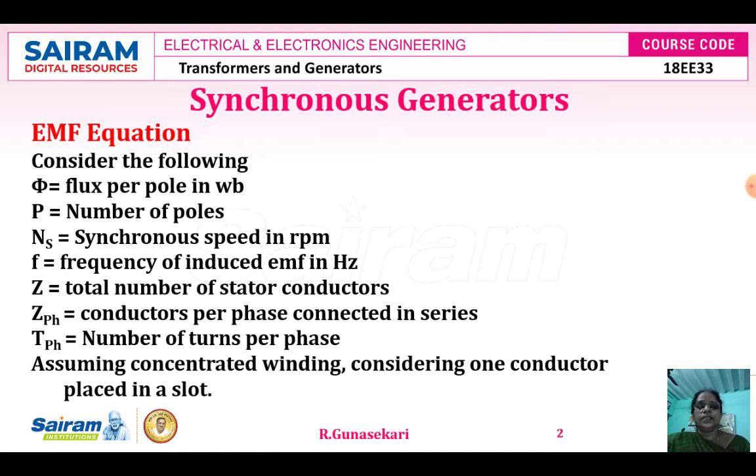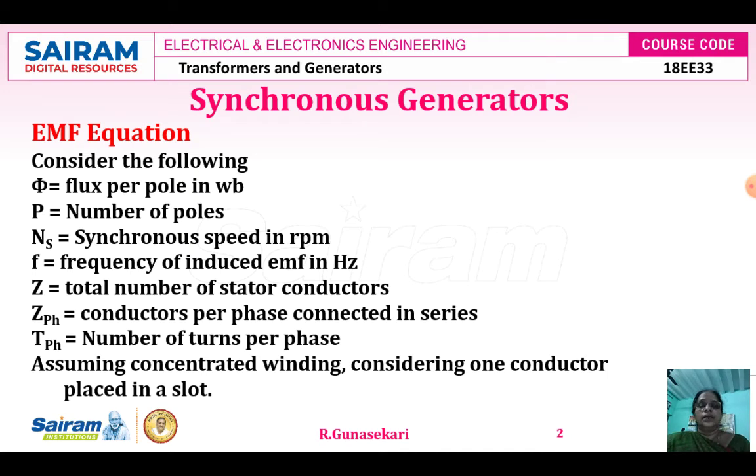Normally in the synchronous generator, the armature is the stationary part and the field is the rotating part. But in a DC generator it is just opposite. The armature is the rotating part, that's why the armature is called the rotor, and the field is stationary, called the stator. But for the synchronous generator, two types of design are there. One is stationary armature, rotating field. Another one is rotating armature, stationary field.